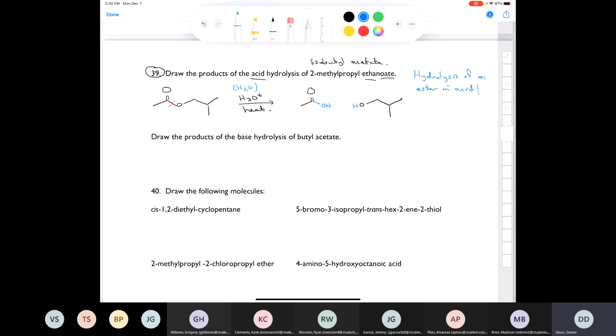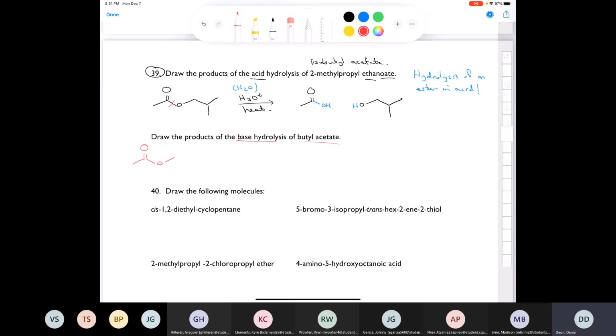Okay, draw the products of the base hydrolysis. Does anybody remember the name that we use for base hydrolysis of an ester, butyl acetate? I'll start by drawing butyl acetate. Darn right, saponification. Thank you. So Johnny and everybody, yeah, perfect. Saponification. Couldn't have said it better myself.